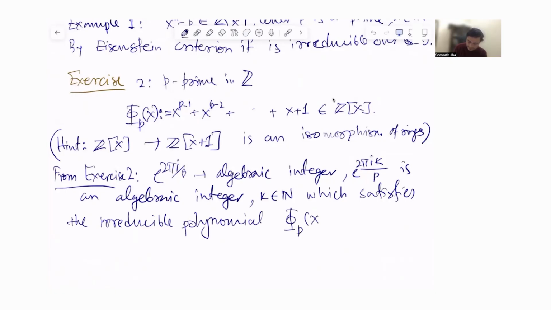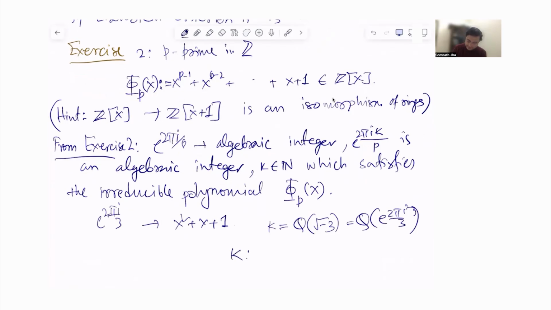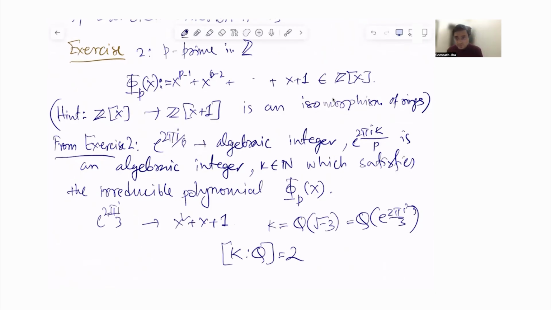Phi_p(x). So, for example, you know that e to the power 2 pi i by 3 satisfies x squared plus x plus 1. If you consider K equal to Q adjoin root minus 3, which is Q adjoin e to the power 2 pi i by 3, then the vector space dimension of K over Q is 2, because the irreducible polynomial it satisfies has degree 2. That it is an algebraic integer you can see without applying the Eisenstein criterion also, but here you get that the degree is 2, or generally you get degree p minus 1.